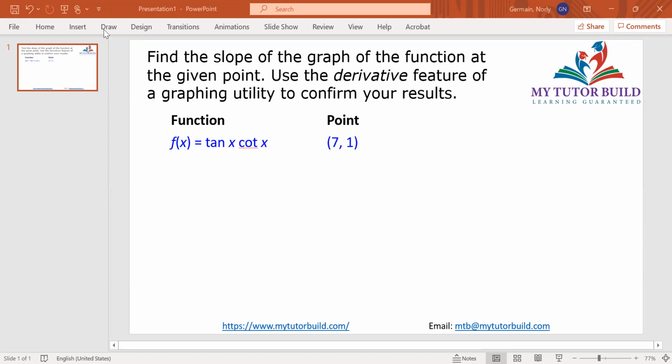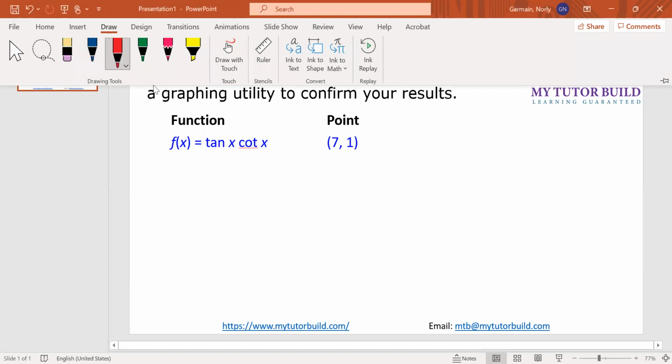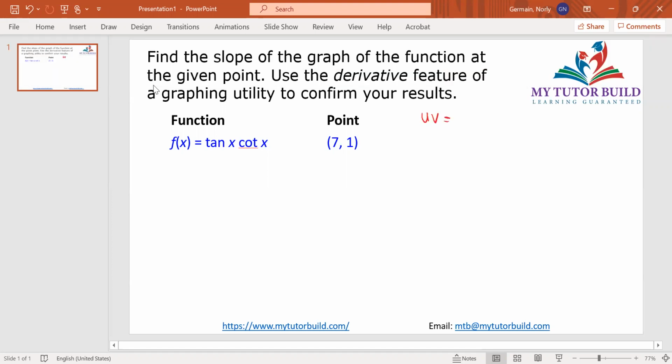Looking at this function right here, it looks like it's in the form u times v, so that's a product rule. If you want to find the derivative using the product rule, you need to find the derivative of u and the derivative of v, and you compute u prime v plus v prime u. So in this function, let's say u is tangent x. What is the derivative of tangent x?